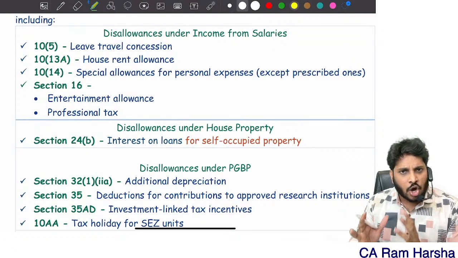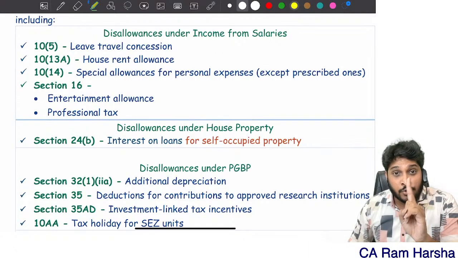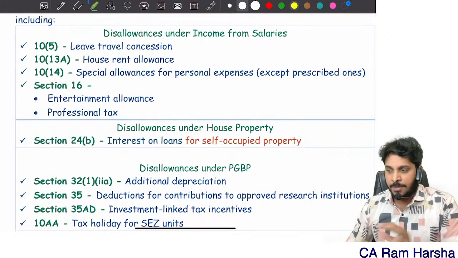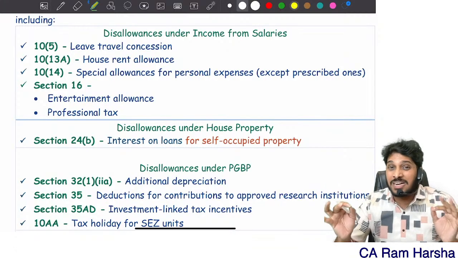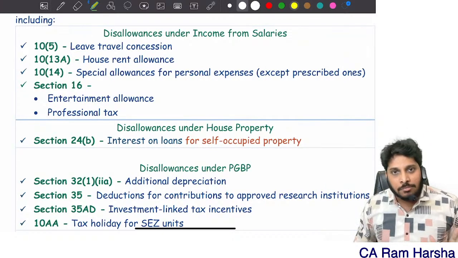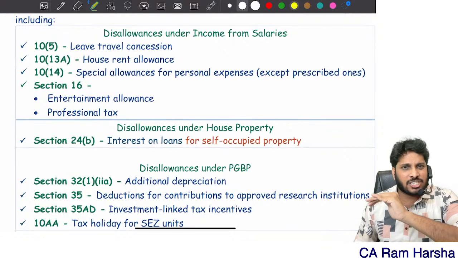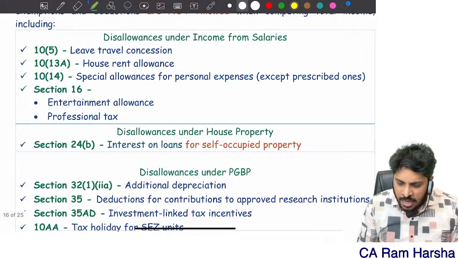Predominantly they'll ask the normal tax regime. Suppose they're asking you both regimes, first you should compute total income as per default tax regime. When you are computing income as per default tax regime, under each head of income, certain deductions you will not get at all. Certain deductions you will not get.